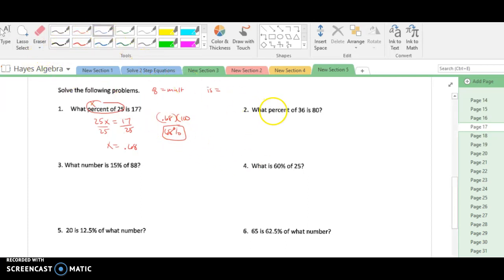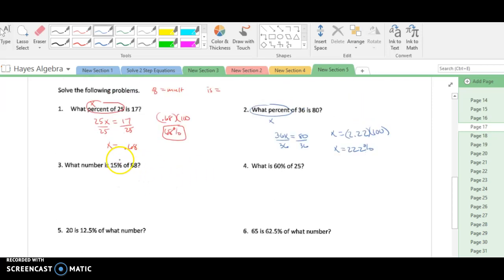Oops. All right, so what percent of 36 is 80? Hopefully we know that right away. What percent? We don't know that. So that's x of 36. So we know 36x equals 80. Now, we divide by 36. X equals 80 divided by 36 gives you 2.22 repeating. But if I take this and multiply it by 100, that would be 222%.